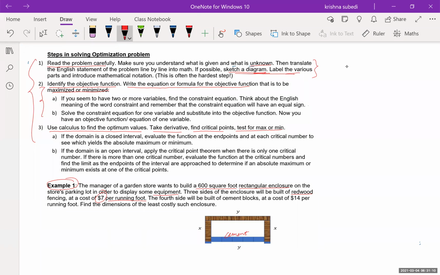Okay, and this costs a little bit more. It costs $14 per foot. Okay, and find the dimension of the least costly such enclosure. That means we need to find the dimension of this rectangle that minimizes the cost. So minimize the cost. Your objective is to minimize the cost. That is your objective function.